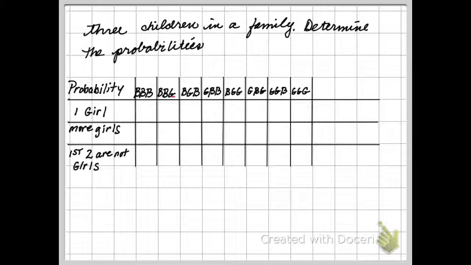And then we say, what's the probability of 1 girl? And again, I just look at all of them that match my desired outcome. So there's 1 girl, and there's 1 girl, and there's 1 girl, and that's it. The others have either 2 or 3 or no girls. So the probability of 1 girl is 3, and then how many total are there? There's 8.